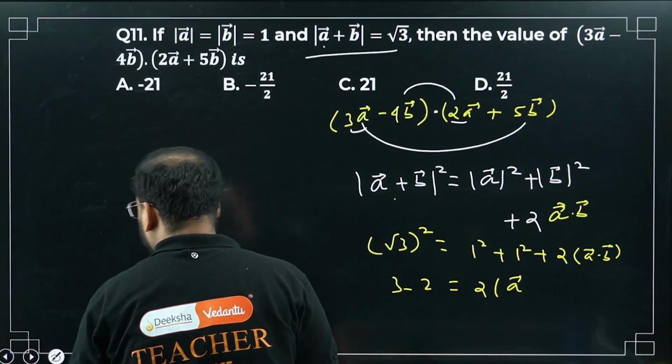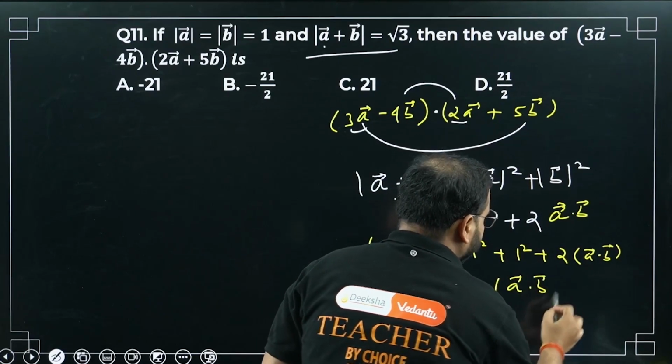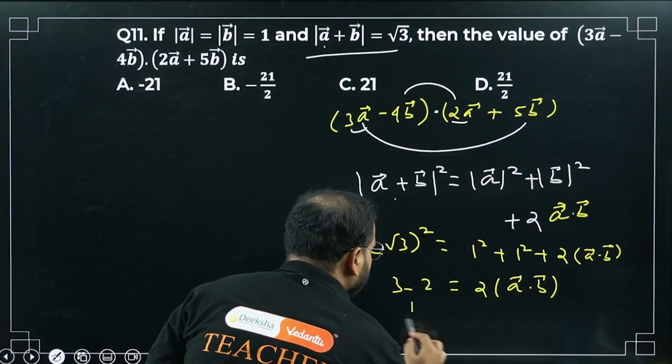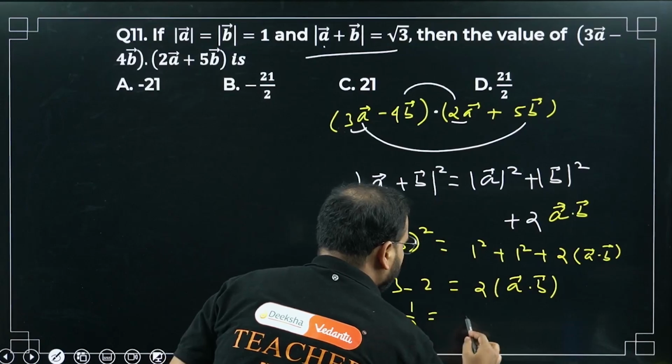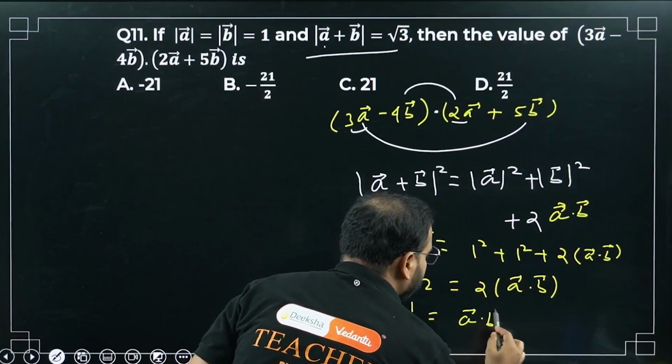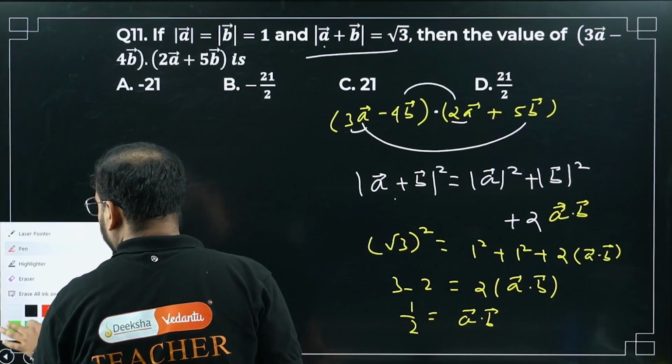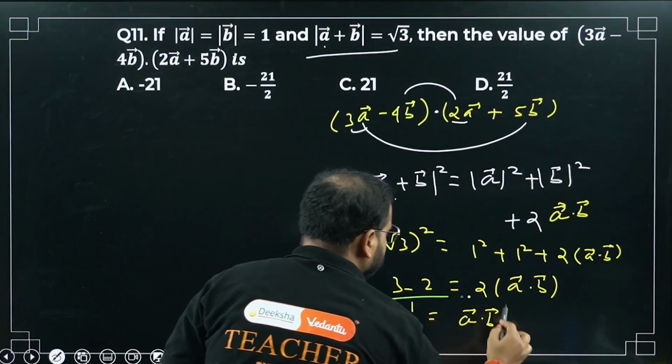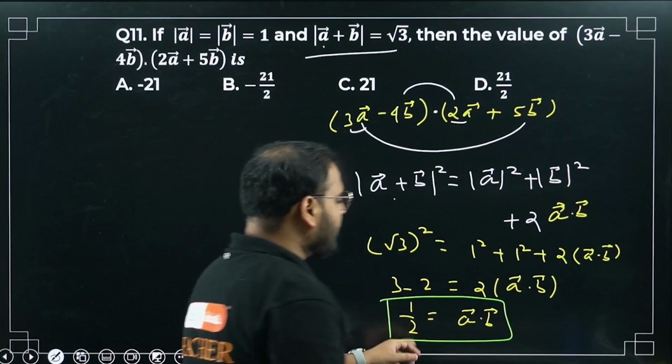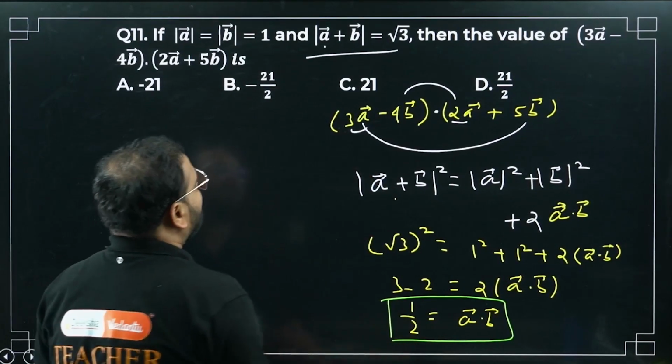So 3 minus 2 is 1, so 1 upon 2 equals vector A dot B. This is the very, very important result for this particular question. So I got my A dot B value as 1 by 2.